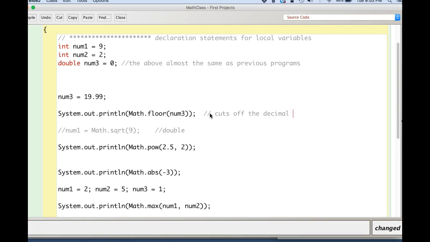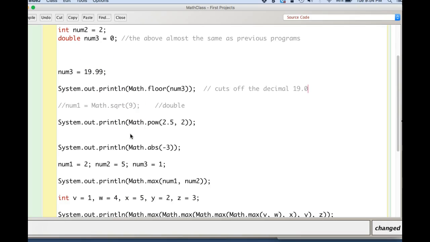So in this case, this is just 19.0, and it's 19.0 because it's a double when it returns it. That's all. So it's outputting a double and 19.0, so it just basically cuts out the decimal. Square root does exactly what you think it does. It gives you the positive square root.